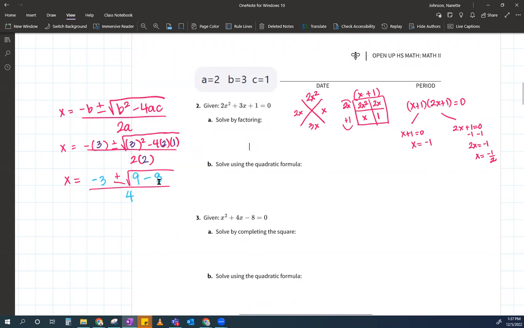So this is just 1. So we get -3 plus or minus the square root of 1 over 4. And someone just told me in the chat that the square root of 1 is 1. So here are my 2 answers. I get -3 plus 1 over 4 and -3 minus 1 over 4, remembering that the square root of 1 is 1.